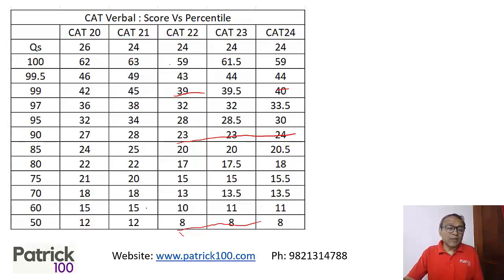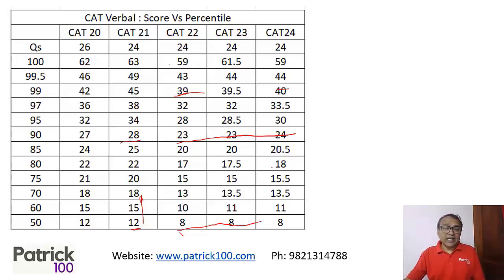In CAT 21, the paper was easier. So if you look at the scores were higher, 12 to get a 50 percentile, 28 to get 90 percentile and so on. But the variance in verbal scores is not much overall as compared to other sections. So let's look at what is the strategy you can use.